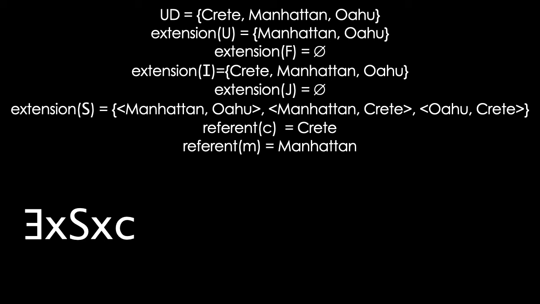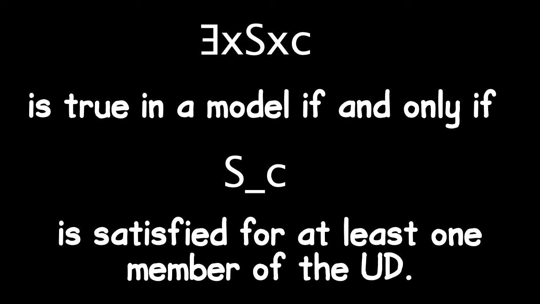Now consider an existentially quantified sentence, like exists x, Sx, c. Now, this existential sentence is true in a model if and only if we can substitute at least one member of the universe of discourse, and satisfy the formula. So exists x, Sx, c is true in a model if and only if S blank c is satisfied. It gets a value of 1 for at least one member of the universe of discourse.